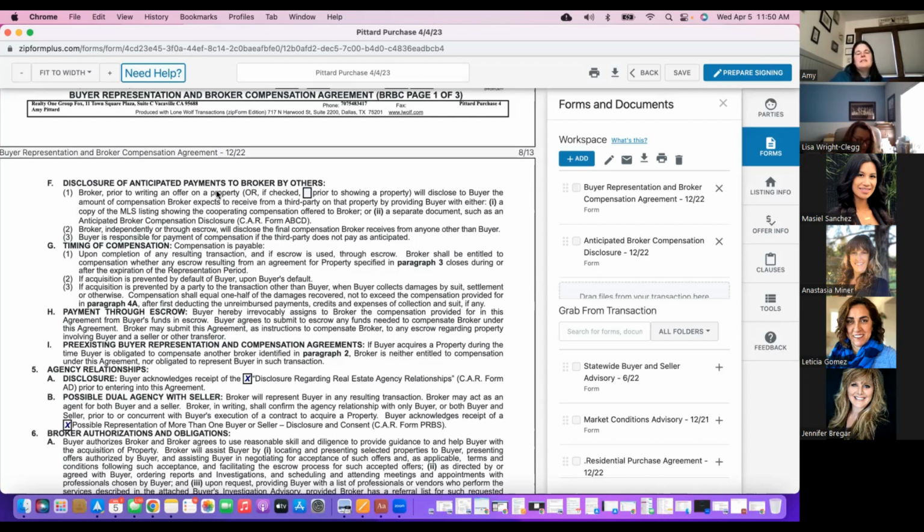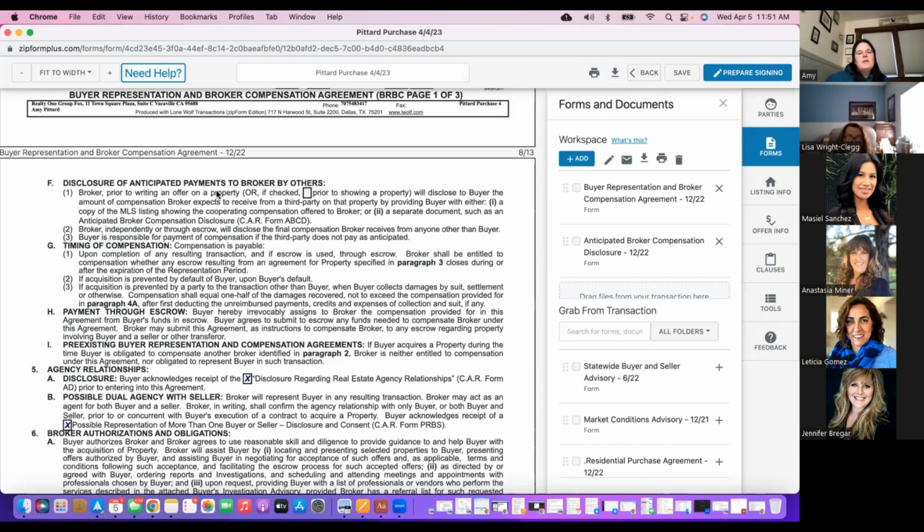Right? So if the seller prevents the buyer from closing on the property and the buyer sues the seller, and they get an award for that, then you would be due some of your commission from that award. Okay. Any questions about F or G? Disclosure or timing? All right. H is payment through escrow.